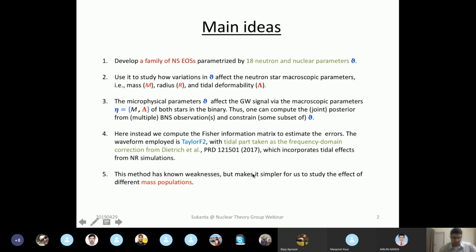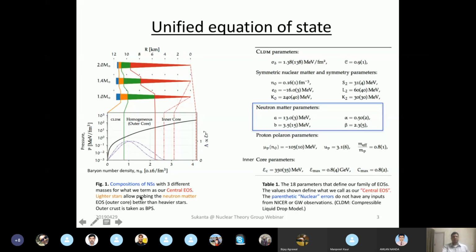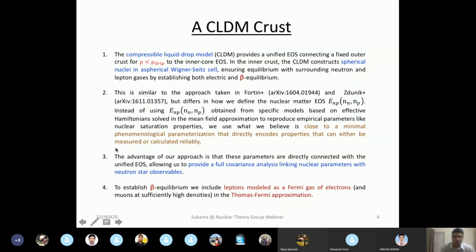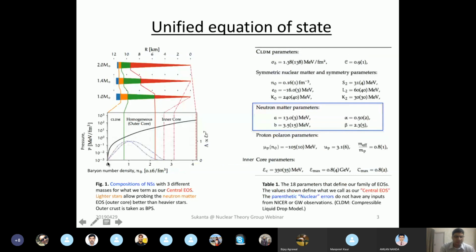So I already talked about mass populations mentioned in bullet 5. So let's move on to some details. To illustrate the type of equation of state we are studying, this is a busy slide, so I'll go through this slowly. I first show figure 1 on the left, illustrating how the pressure will vary as a function of the baryon number density as we go deeper in the star, starting from the surface, then going to greater depth.